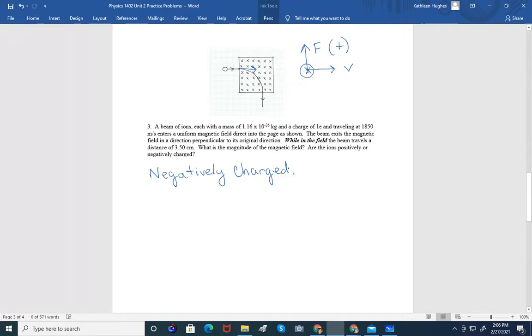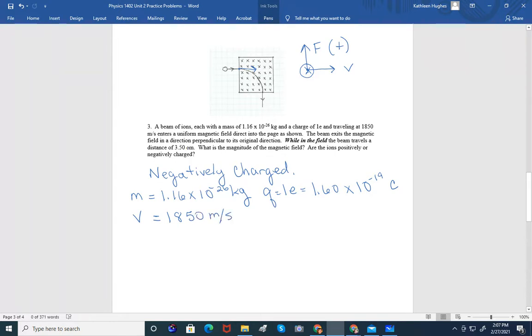All right, so let's go and see if we can finish the rest of the question. How big a magnetic field do we have? Let's write down all of our given information. We know the particles each have a mass of 1.16 times 10 to the negative 26 kilograms. They have a charge that's 1e, or 1.60 times 10 to the negative 19 coulombs. Since they're negatively charged, they've obviously gained. These are ions that have picked up an extra electron somehow. The velocity of the particle, 1,850 meters per second.